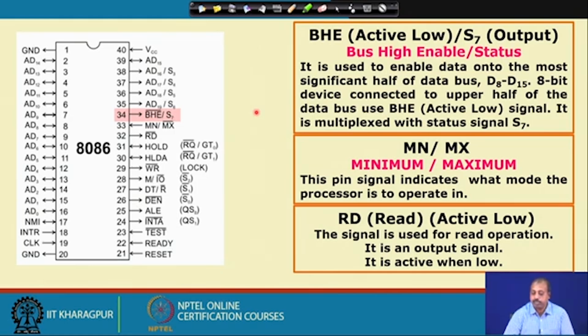Then there is the min/max bar pin. This pin indicates what mode the processor will operate in. There is a read signal which is active low. It is for the read operation, an output signal, and it is active when the output is low. This is the read bar line, for reading the value from the outside world.